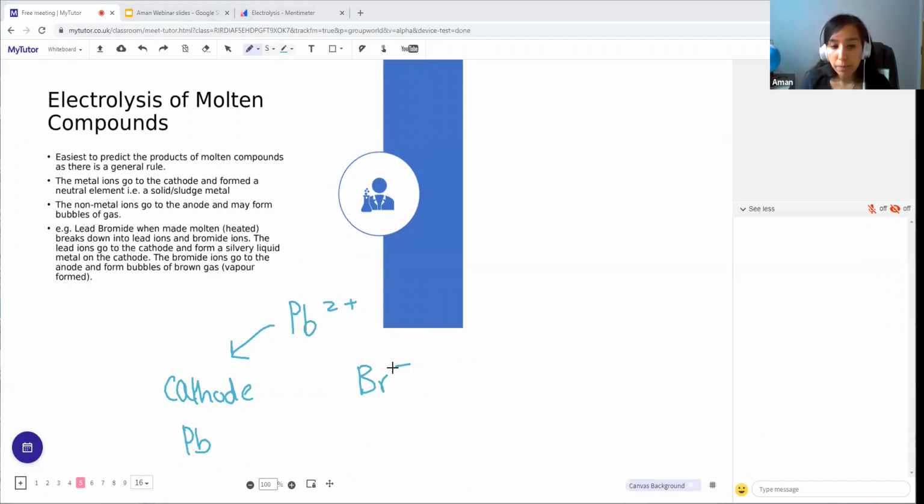And then bromine. So the bromide ions will go to the anode, and there they will become bromine. So they will lose an electron to become bromine. And they usually form bubbles of brown gas, so a vapor is formed. Okay, any questions on that?